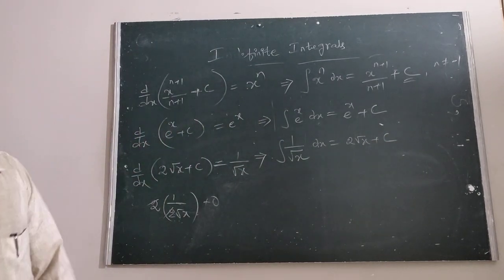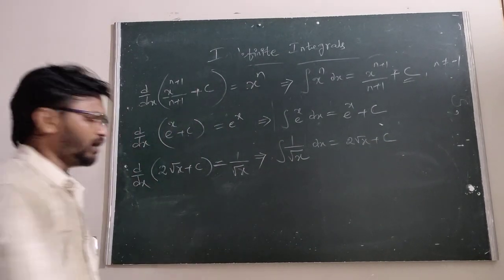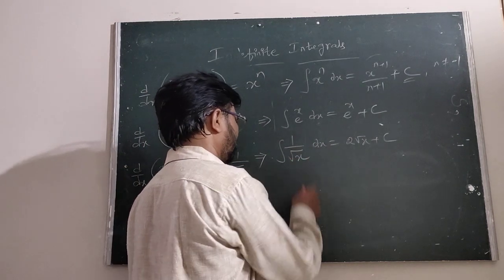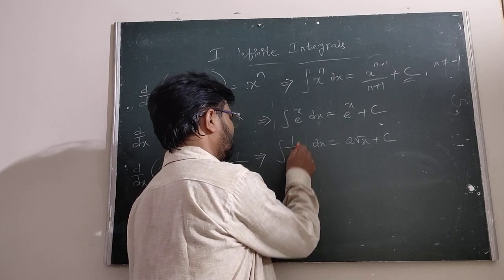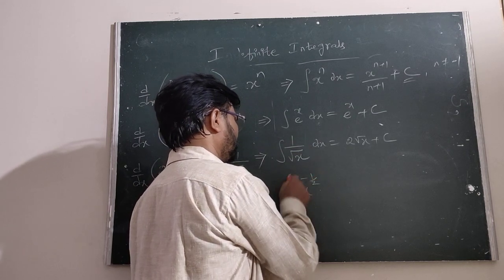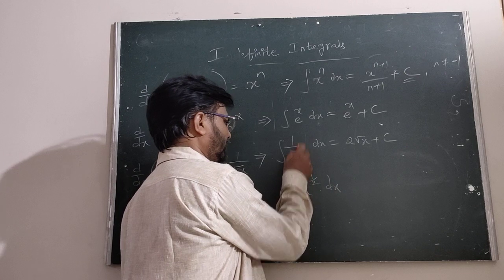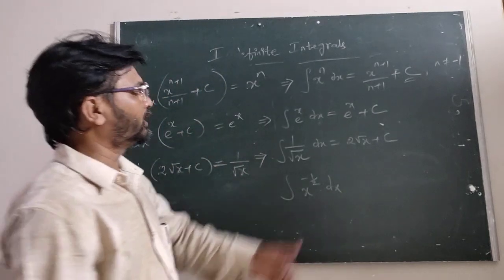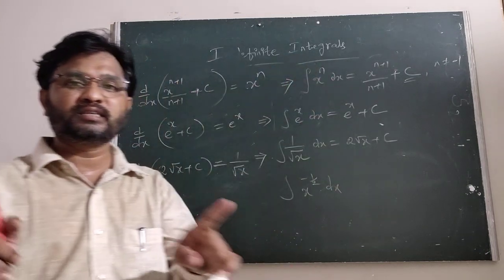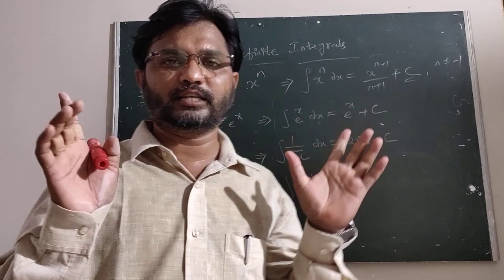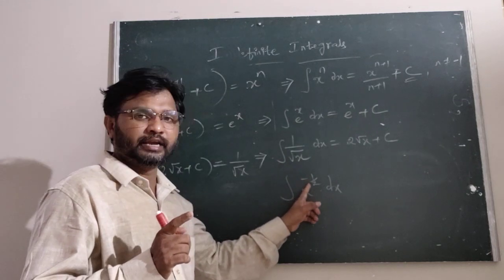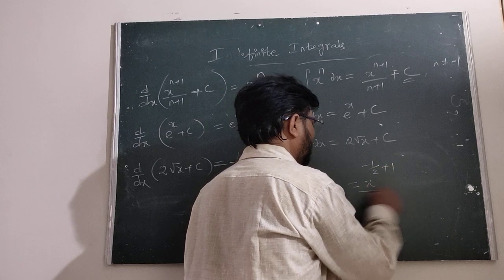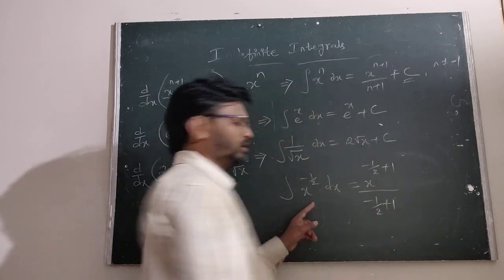Suppose you forget the formula of 1 by root x dx, then you can simply write it this way: it is sent to the numerator, minus 1 by 2. Is it clear? The 1 by 2 is sent to the numerator, so it will be minus 1 by 2. What do you know? The integral of x power n dx is x power n plus 1 by n plus 1, where n is minus 1 by 2. Then it will be x power minus 1 by 2 plus 1 whole by minus 1 by 2 plus 1.